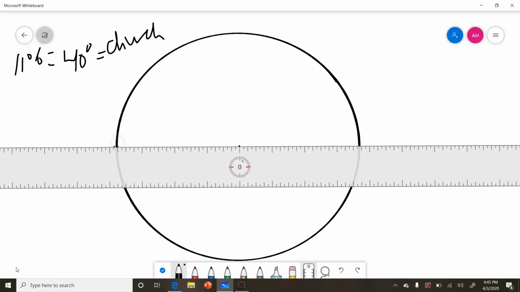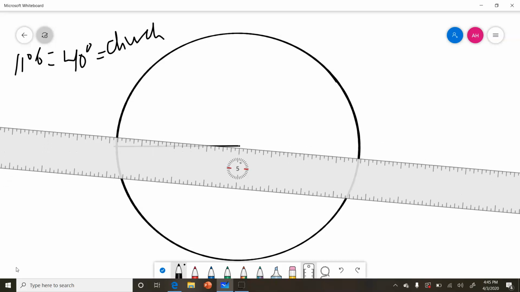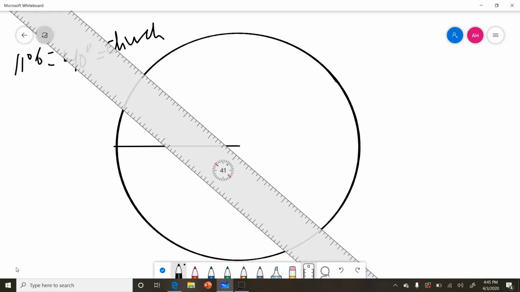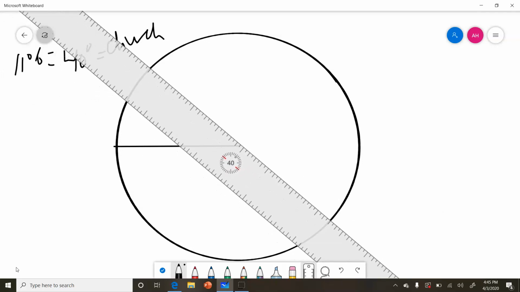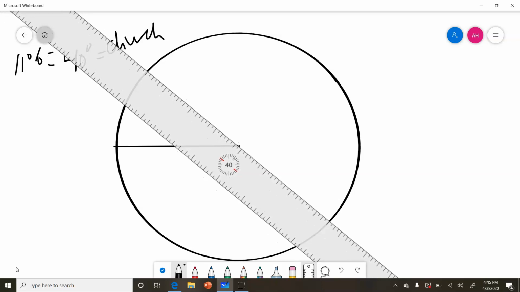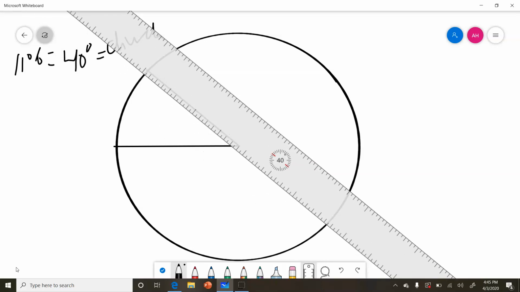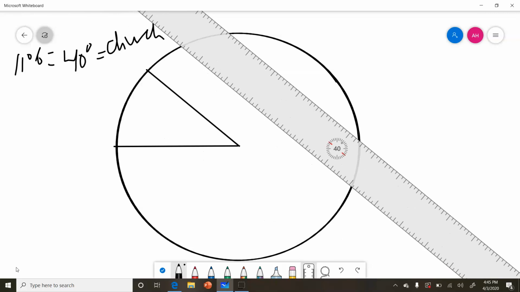There's 0. And I'm going to draw my line to go through my center, like that. Now I'm going to go up to 40 degrees. 41, 30. Like that. Draw my line, and boom, this guy is now church. Okay, he's 40 degrees, and I'm going to put out here 11%.